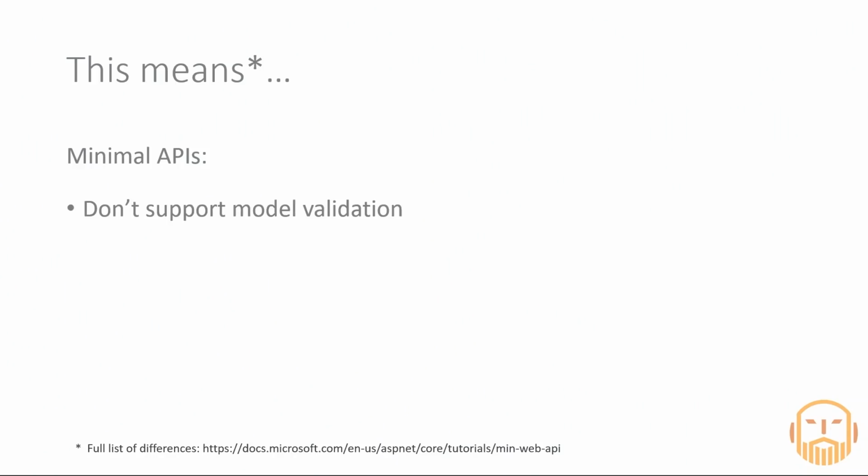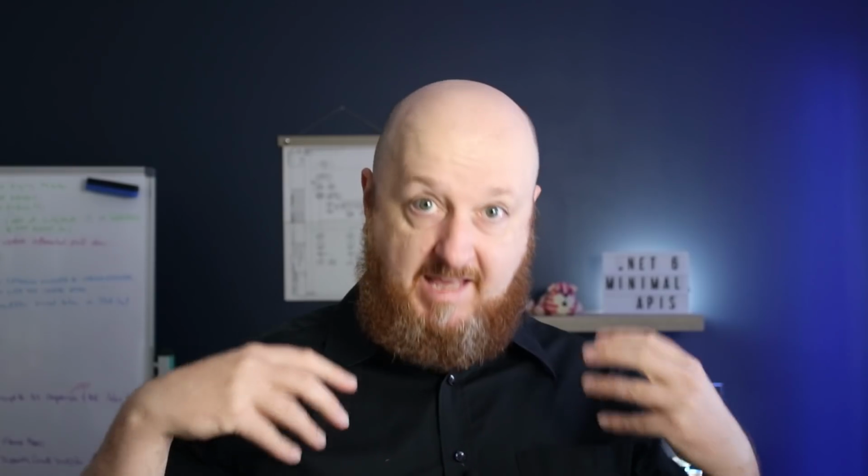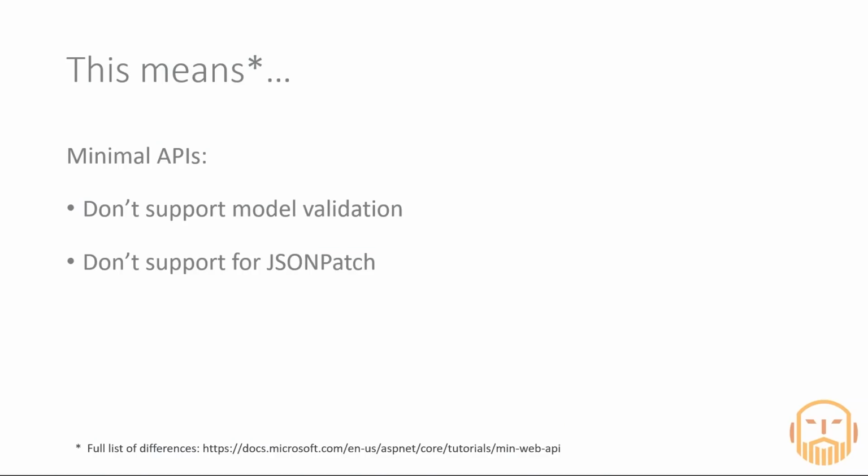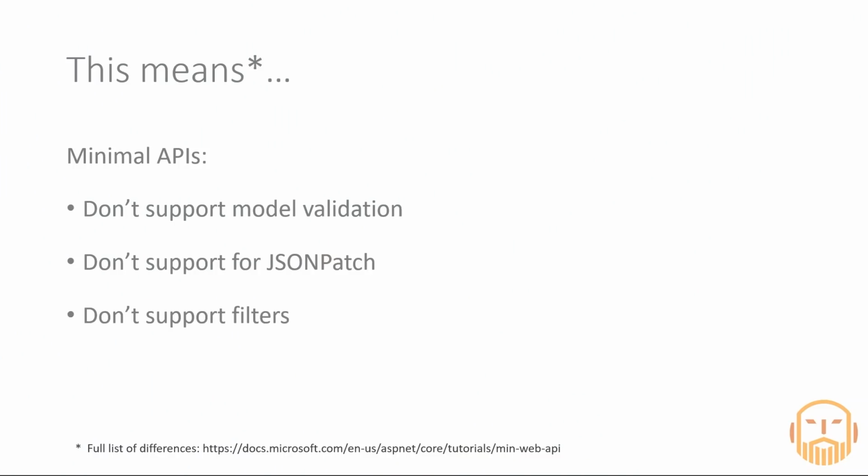So minimal APIs don't support model validation out of the box, which is possibly the biggest one for me. They can have validation, but you have to add that in additionally, specifically. It's not baked into the framework. So out of the box, you don't get it. They don't support JSON patch, which is the ability to have an endpoint that allows you to update components of a model rather than the whole model, which you would get with a put endpoint. They don't support filtering, and I'll talk about filtering.